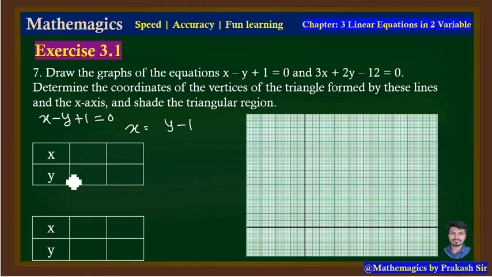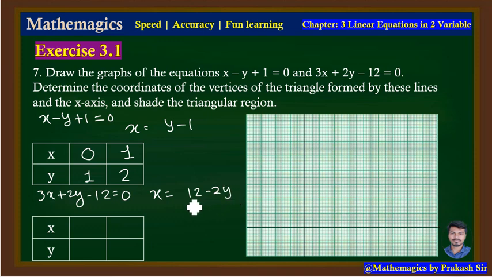Let us consider y is equal to 1. So x becomes 0, and let us take y is equal to 2. So 2 minus 1, x becomes 1. So the first point is already ready. Now the second equation is 3x plus 2y minus 12 is equal to 0. Let us write 3x plus 2y minus 12 is equal to 0. Obviously here also we can write that x is equal to 12 minus 2y divided by 3.